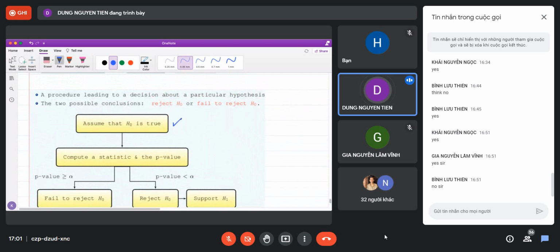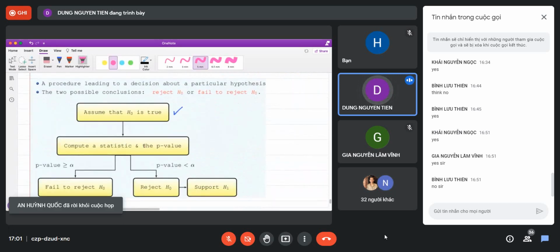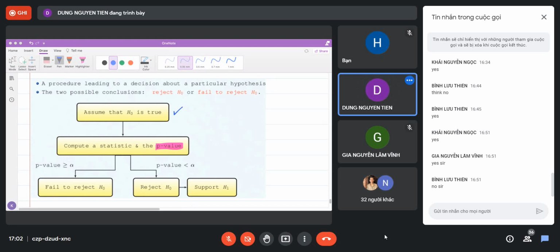You see that the first step is just the same thing. You still assume that the null hypothesis is true, and you also compute a statistic. However, you don't determine the rejection region. Instead, you determine the p-value. And based on this p-value, you can make a decision. If the p-value is less than alpha, then we can reject the null hypothesis, and then we can support the alternative hypothesis.